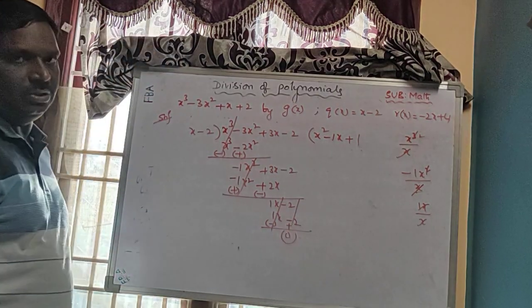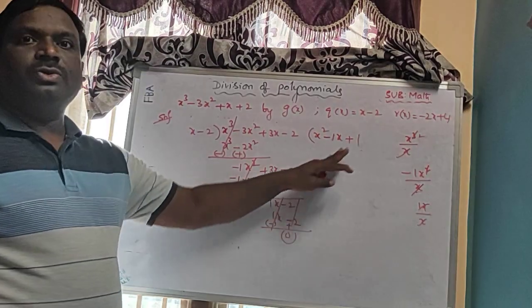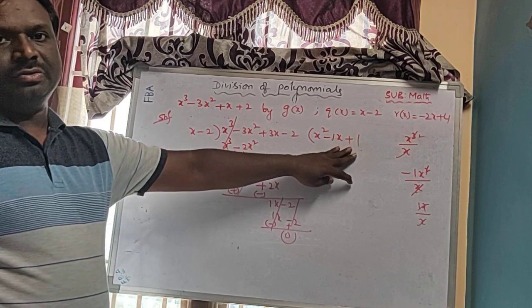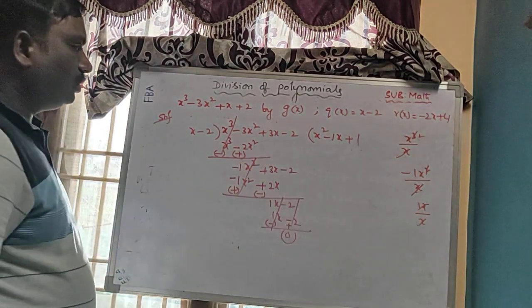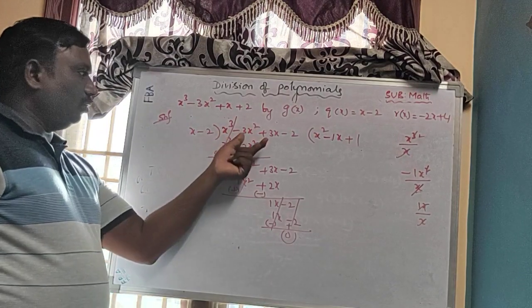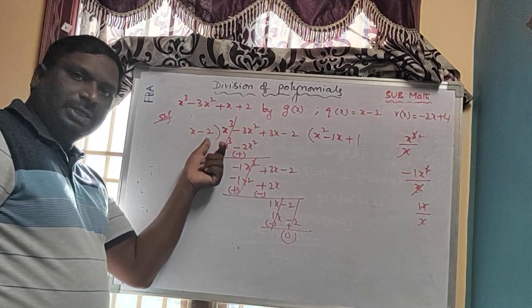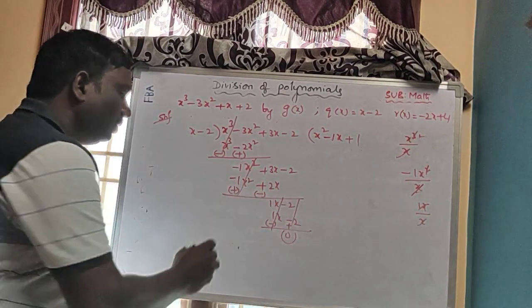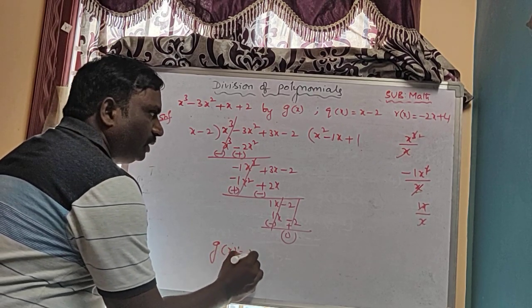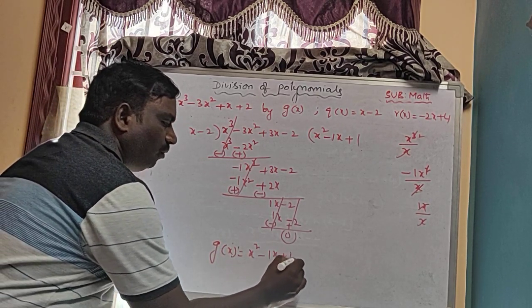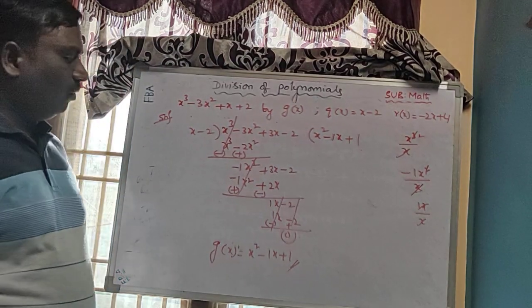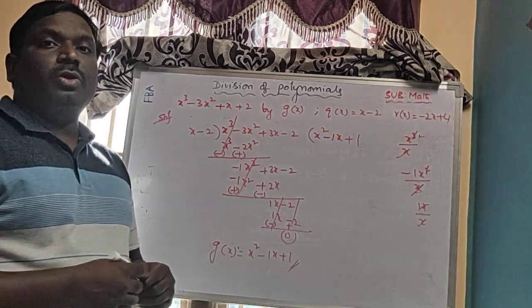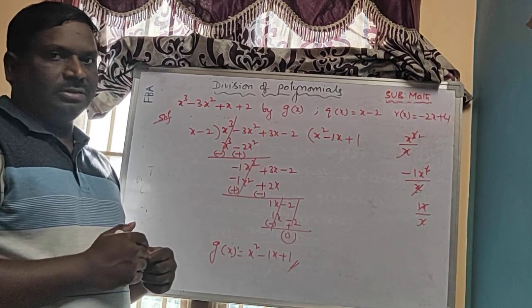Here the remainder is 0. The remainder is 0 means whatever the quotient is there, that is the g of x for you. So already here I wrote x cube minus 3x square plus 3x minus 2 by x minus 2. So the answer is the quotient. What is the answer? g of x. Then g of x equals x square minus 1x plus 1. So x square minus 1x plus 1 is the g of x.